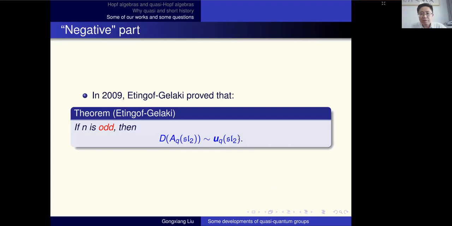The lucky point for me is that I started my computation before I knew this result. Maybe in the middle of my computation, I found this result, and when I found it, I felt very, very disappointed. I felt maybe I would fail, because if n is odd, you cannot create a new quasi-Hopf algebra. Especially, you cannot create any general quasi-Hopf algebra. But the lucky point is I didn't give up my computation.